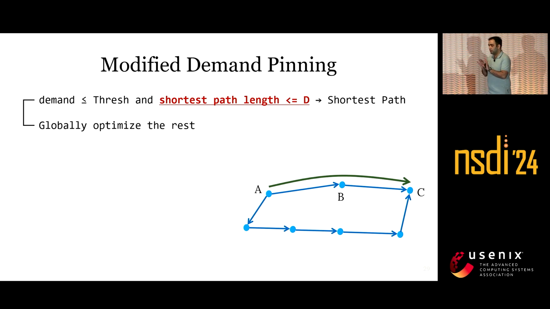We added a new condition to the pinning part of demand pinning. We only force a demand to a shortest path if it's small enough, less than or equal to a threshold, and it's between pairs with shortest path length less than or equal to a distance threshold. This criteria helps us bound the amount of capacity that the pinning part of demand pinning can fix before the optimization kicks in, and controls the gap.